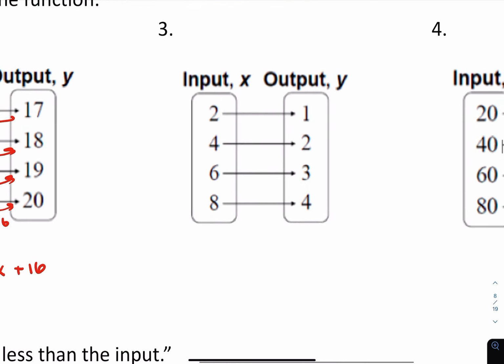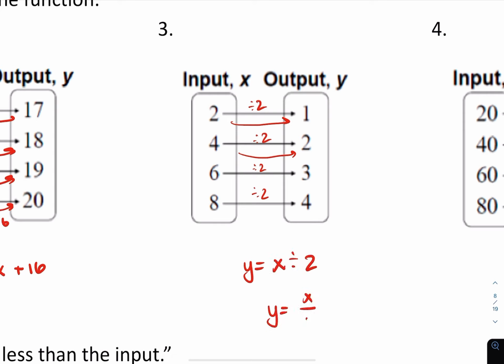Okay, number 3, take a look at the function rule. Okay, -1, but this is -2, so you can't use minus. Well, here's what you can do. You could divide it by 2. Divide it by 2, divide by 2. So your y equals x divided by 2. Or you can write this as y equals x over 2. Right? Both of those are totally fine.